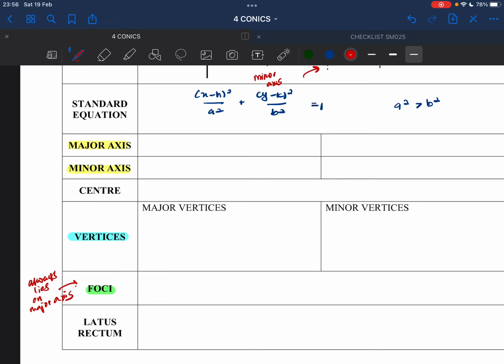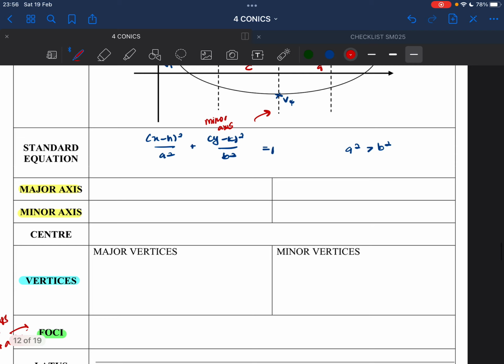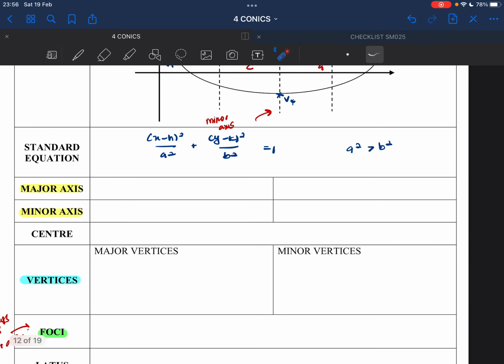Alright, so now let's see the major axis here. For a horizontal ellipse, the major axis is obviously the horizontal or x-axis, which is when y is equal to k. The minor axis is obviously the vertical one, which we label as x is equal to h. Okay, (h, k) is your center.